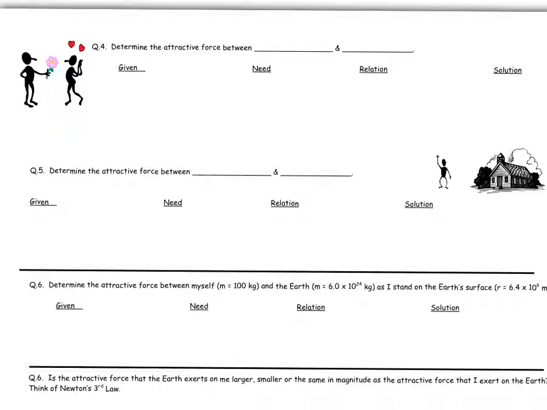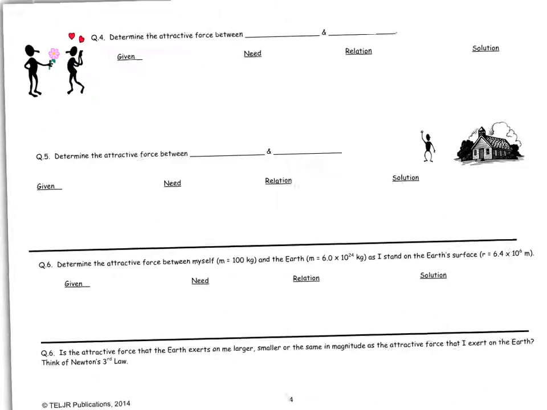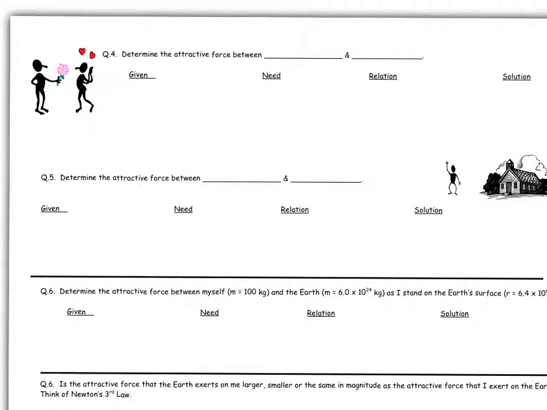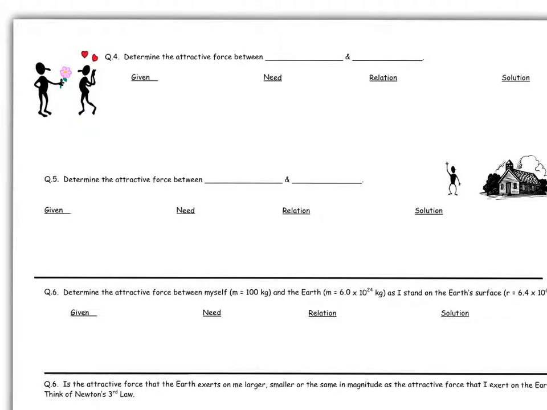So you should be looking at page 4 on the organizer. We left yesterday's class at question 4. If you remember correctly, we were going to use a mass of 100 kilograms and 70 kilograms, and you were going to figure out the force between them if they were separated by 1 meter.